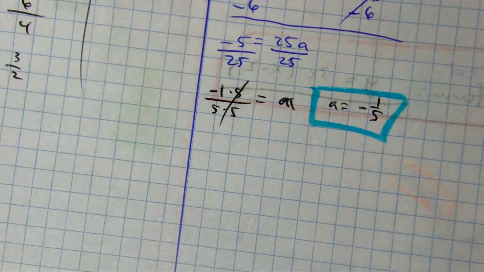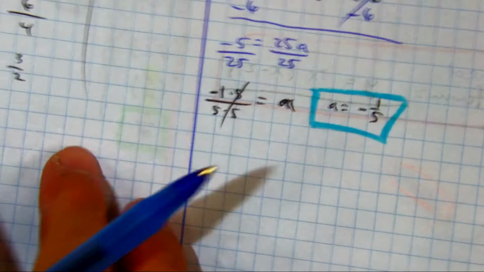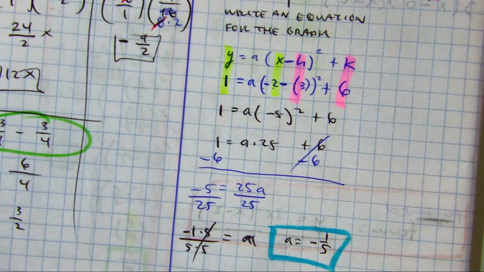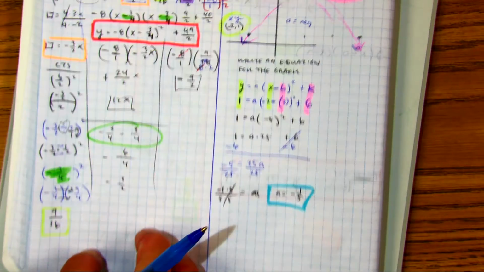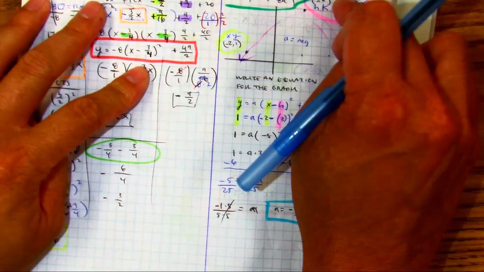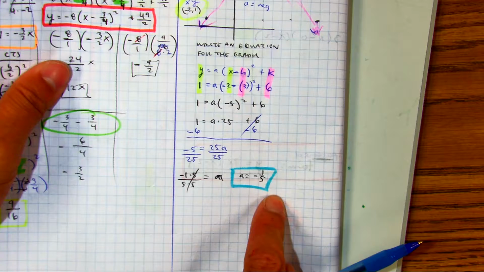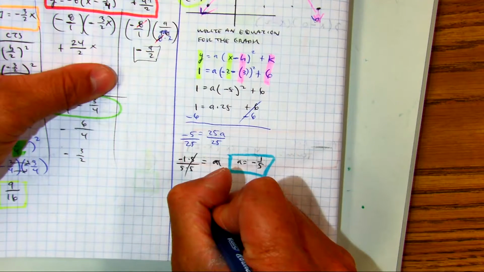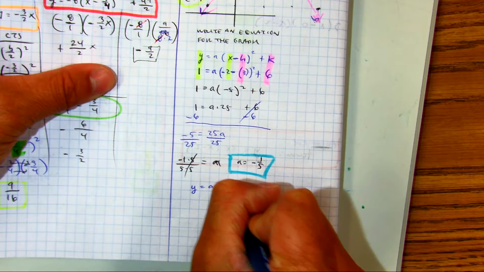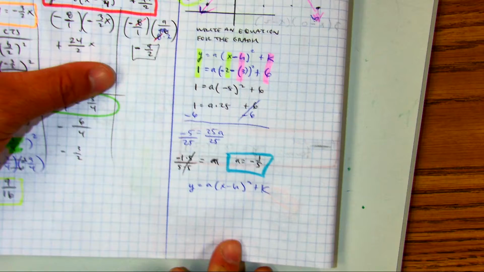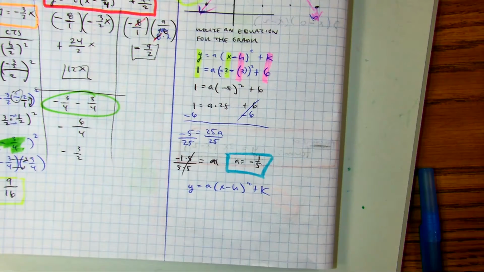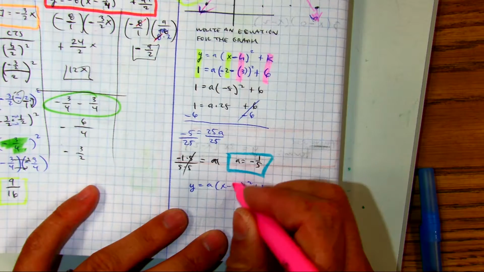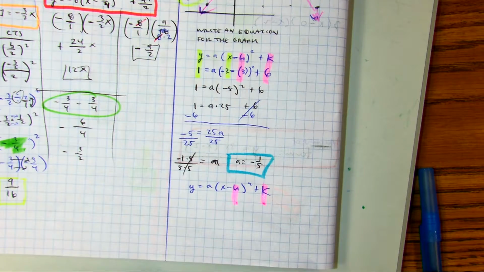How do I write an equation? Well, you get to pick one, but we already had the vertex. So if I zoom out, we're going to use the vertex and the A value to get an equation. I'm going to use vertex form. And if I just substitute back in the H, the K, and the A value, I get an equation.